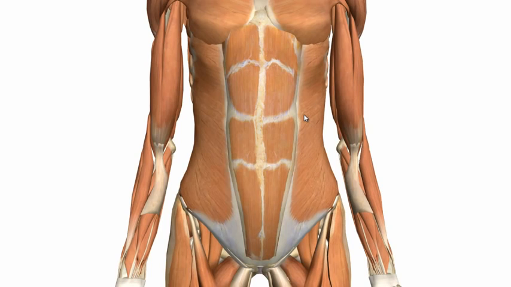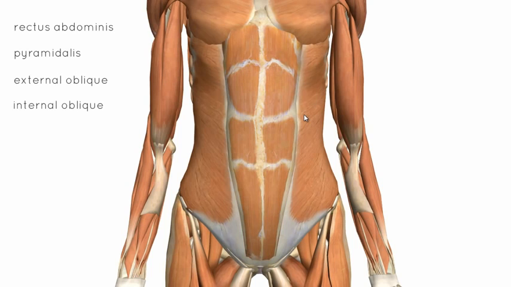So in the anterior abdominal wall you've got 5 muscles, and these are all innervated by anterior rami of spinal nerves T7 to L1. So you've got the rectus abdominis, the pyramidalis, the external oblique, internal oblique and transversus abdominis. I'll just take you through these muscles now.